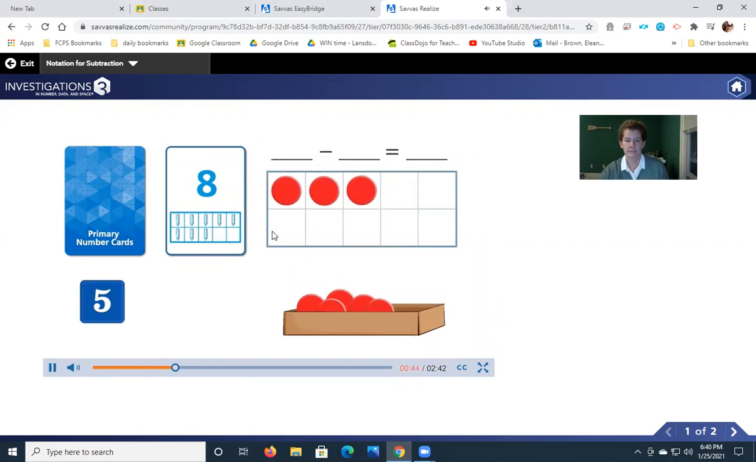I can use math symbols to show this. I had 8 counters. The minus sign shows that I subtracted, or took some counters away. I removed 5 counters. Then we figured out what 8 minus 5 equals. 3 counters were left. 8 minus 5 equals 3.